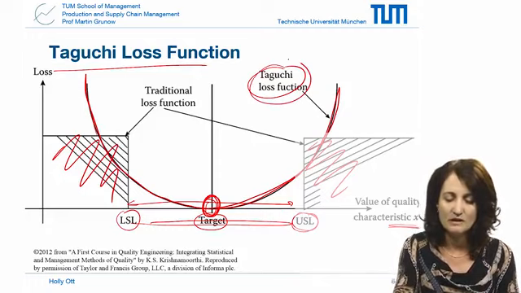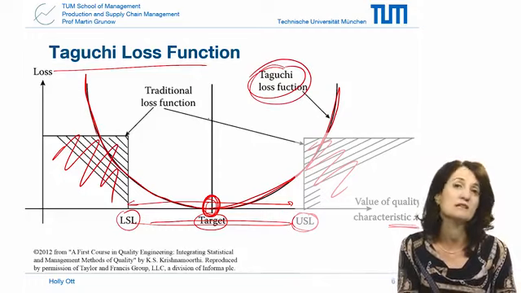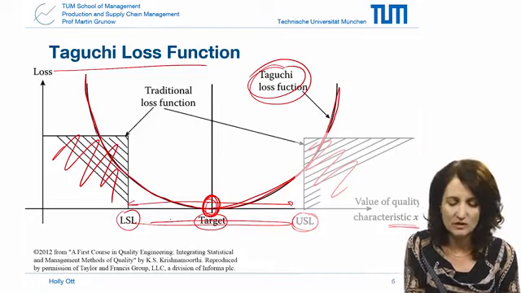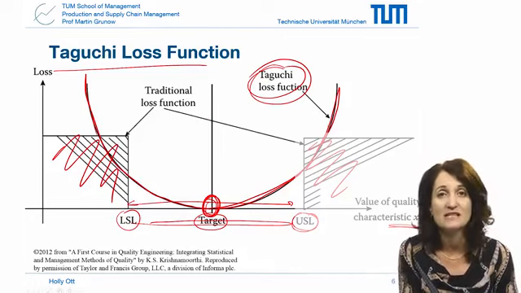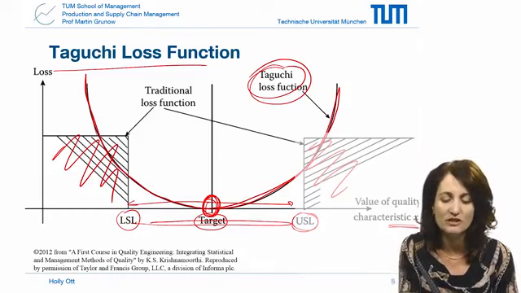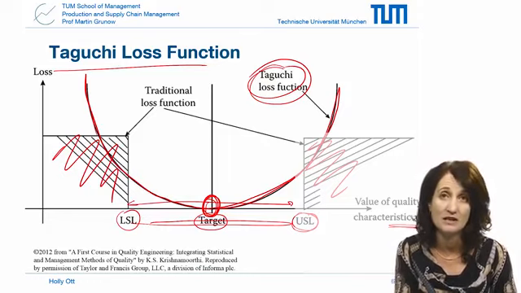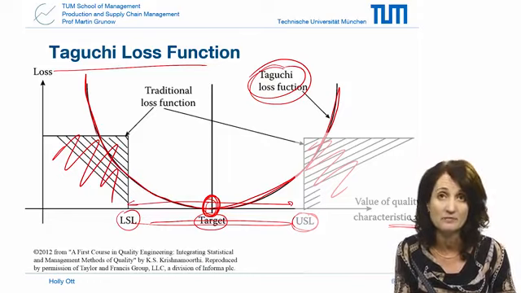But one powerful way of looking at this is to think that just because you're within specifications doesn't necessarily mean it's fine. It's not as conservative as using the Taguchi loss function, where you actually are considering any loss as long as you're not on target.